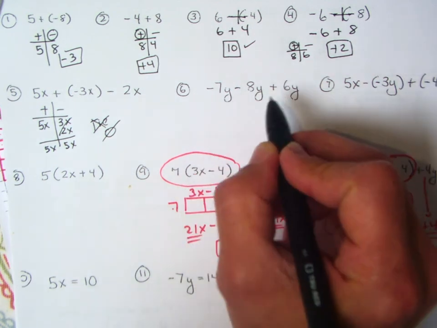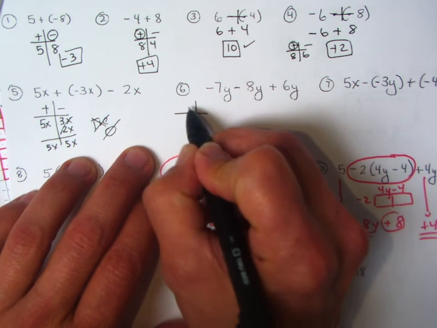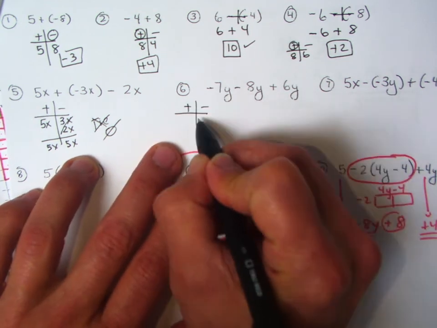They're all y's. So I'm going to go ahead and put them all on the same t-chart. Negative 7y. Alright, go.